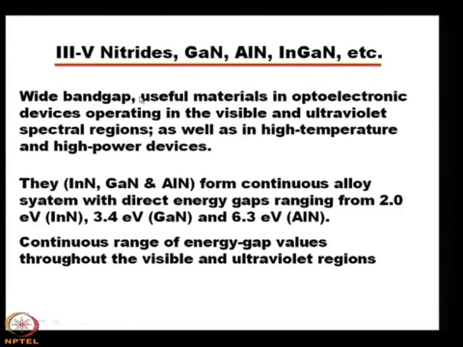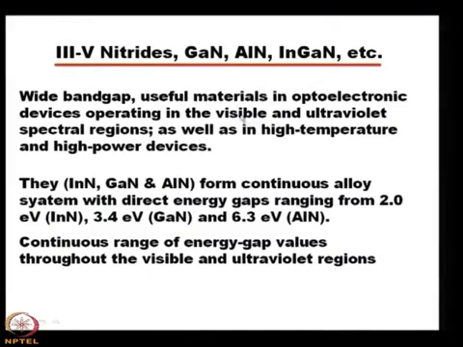Wide band gap means band gap is greater than 2 electron volt, and since the band gap is very wide, these are useful materials in optoelectronic devices operating in the visible and ultraviolet spectral region. That is very important, that it is available in the visible region. If we talk about gallium arsenide or indium phosphide or other 3,5 arsenide phosphides, we will find that emission in the visible region is not available if you use those materials for fabricating light emitting diodes, but in 3,5 nitrides it is visible.